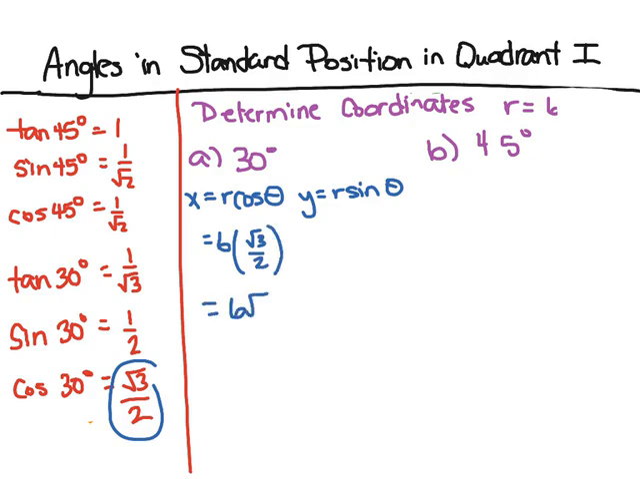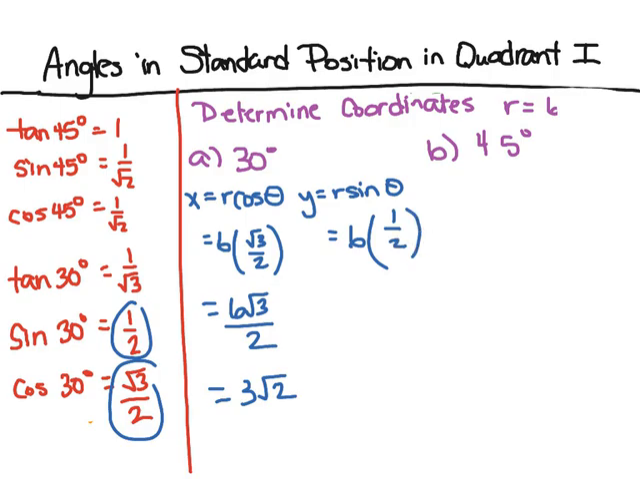So we have 6 root 3 over 2, which simplifies to 3 root 3. Now for our y, we have 6 times 1/2, so 3. So our coordinate is 3 root 3, comma 3.